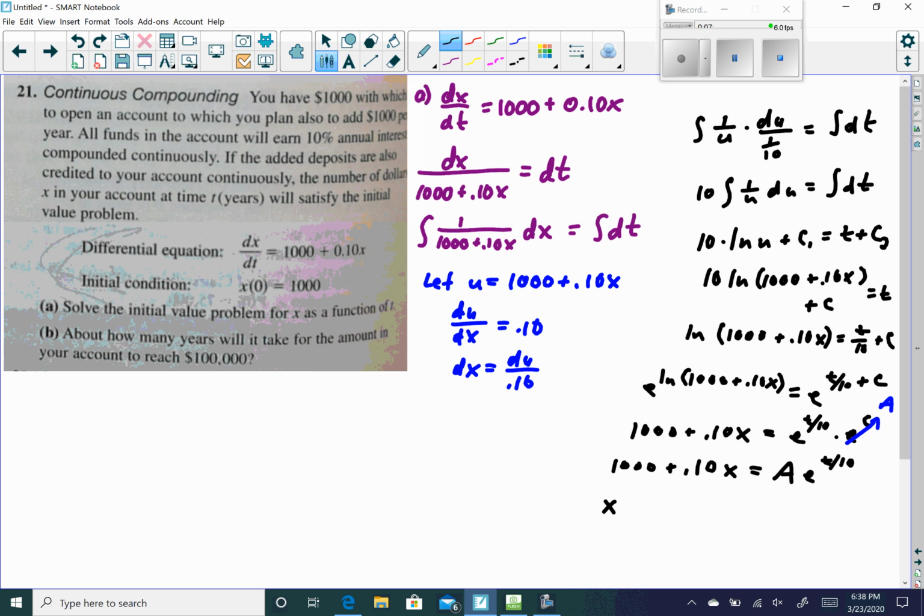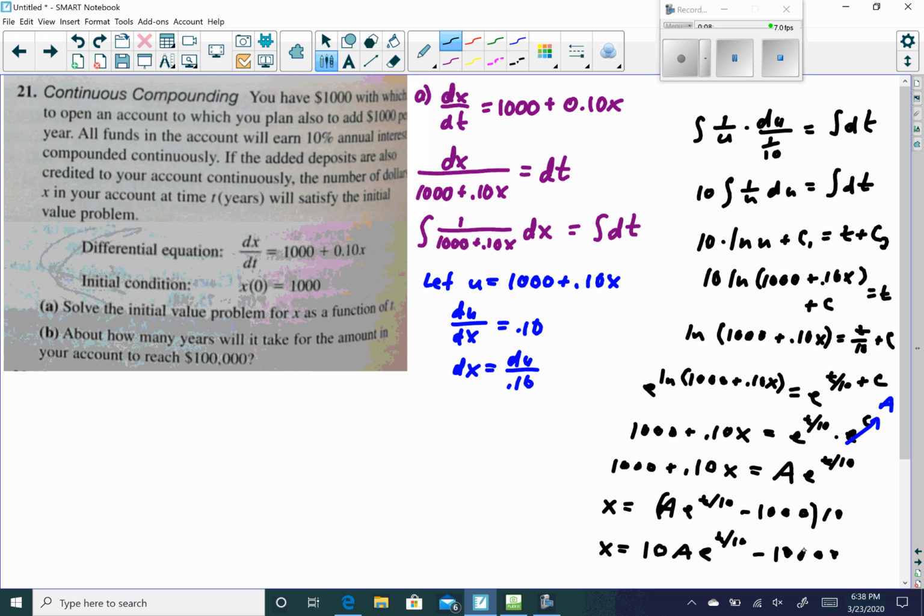And then x is just going to equal a times e to the t over 10, subtract 1,000. And then that's a 1/10, so we really just multiply it by 10. Just kind of put this over here. So then x is going to equal 10a times e to the t over 10 minus 10,000. Alright, so that is our general solution.